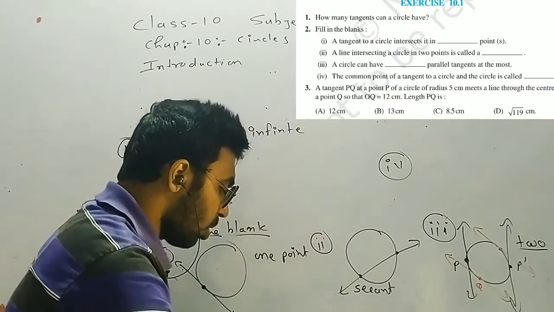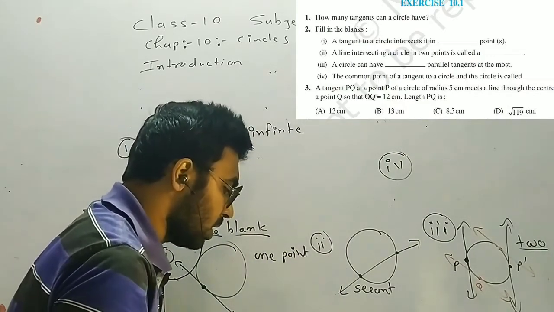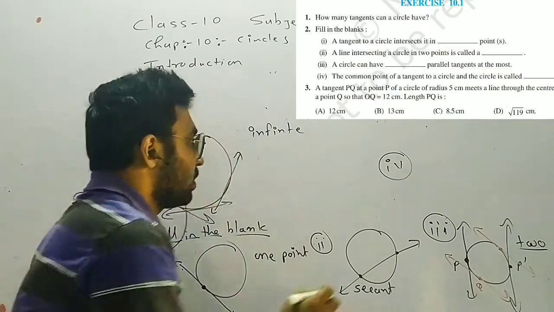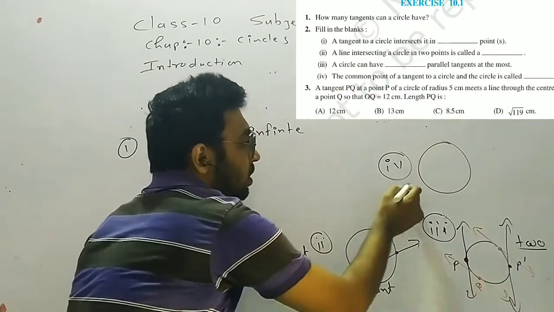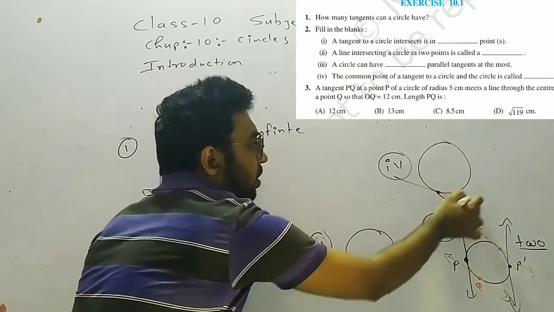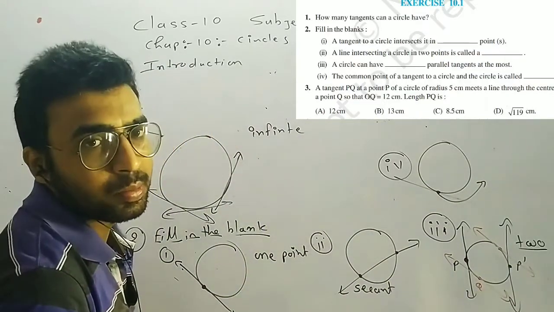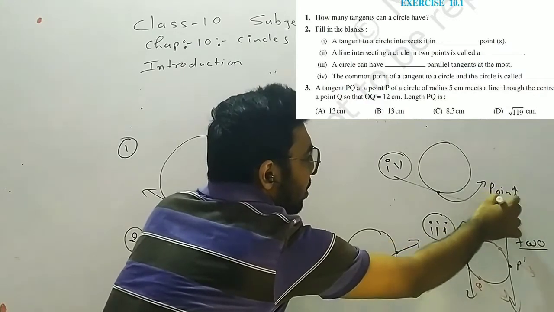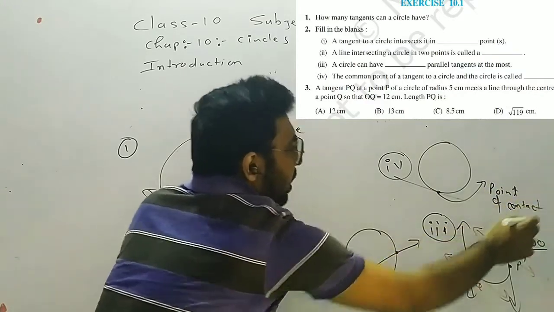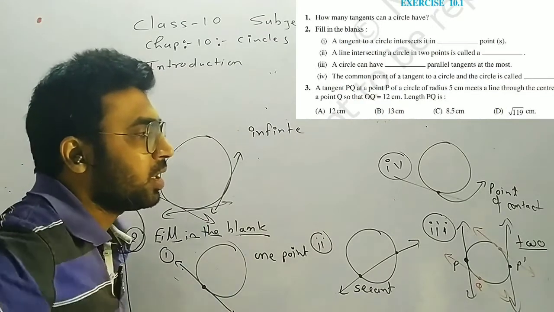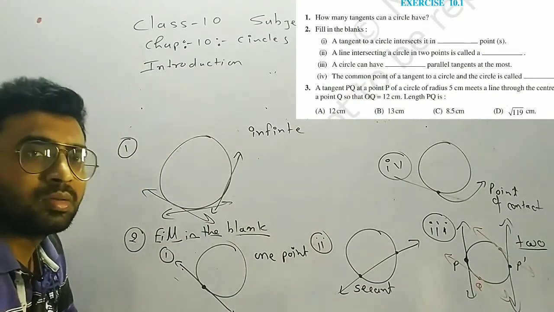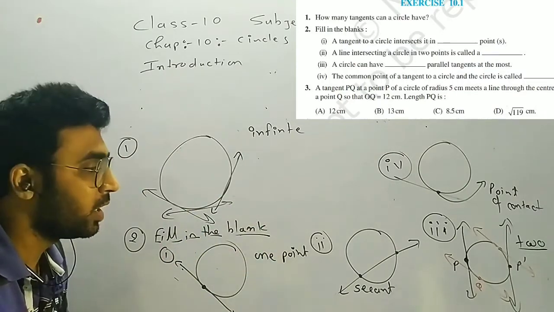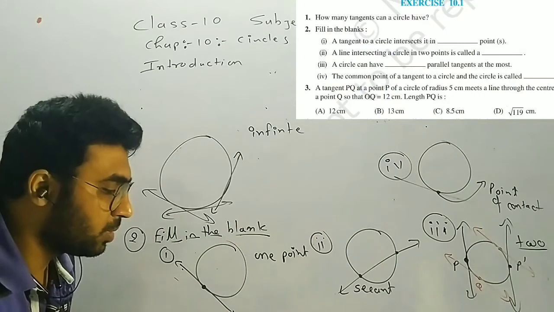The common point of the tangent to the circle is called... The common point of the tangent means here is a circle, that is the tangent. What is the name of this point? I already told you: point of contact. So I hope you can understand some basics about this circle and line.